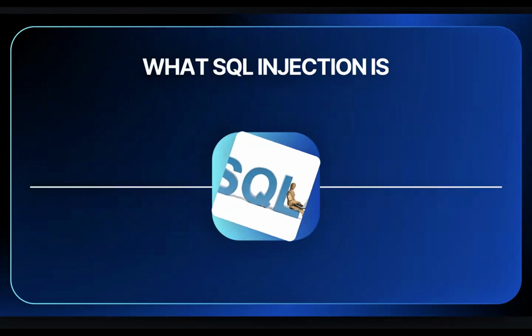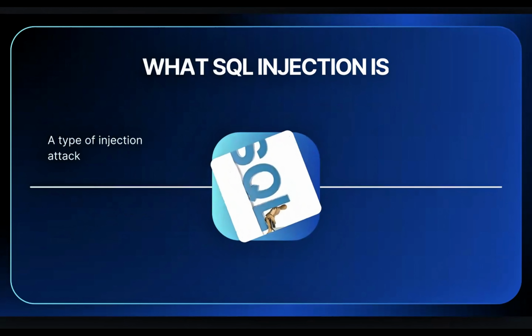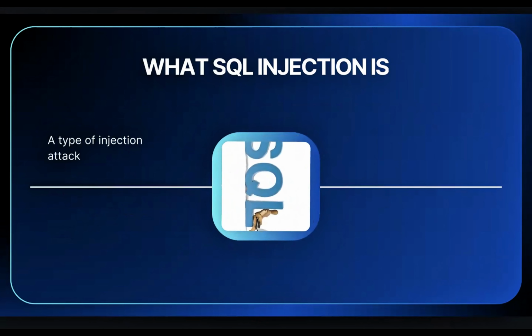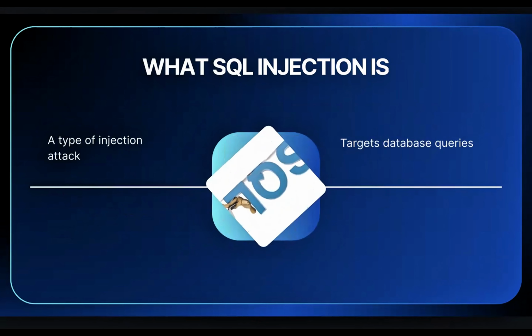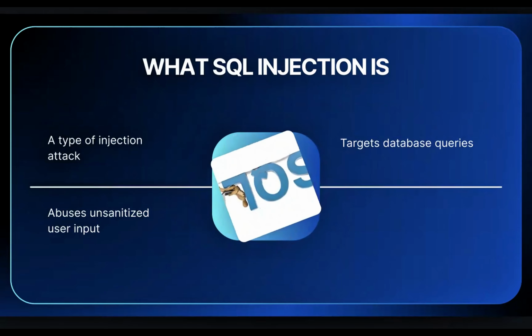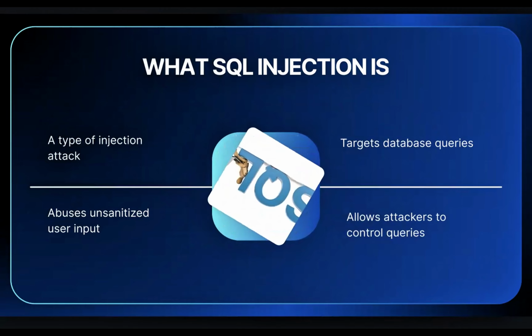Now, what is SQL injection? SQL injection is a classic input-based attack. It is a type of injection attack, because we have different types of injection attacks. SQL injection targets database queries. It abuses unsanitized user input and allows attackers to control queries.